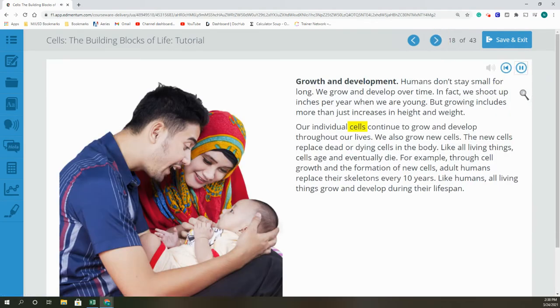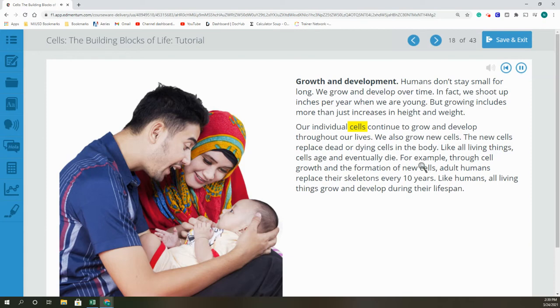Growth and development. Humans don't stay small for long. We grow and develop over time. In fact, we shoot up inches per year when we are young. But growing includes more than just increases in height and weight. Our individual cells continue to grow and develop throughout our lives. We also grow new cells. The new cells replace dead or dying cells in the body. Like all living things, cells age and eventually die.